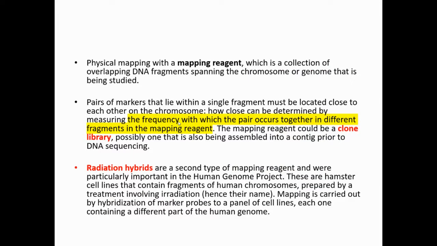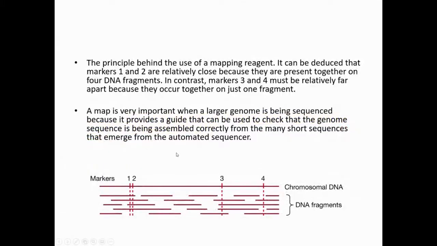And the physical mapping with a mapping reagent. That's the collection of the overlapping DNA fragments spanning the chromosome or genome that's being studied. And the mapping reagent can be a clone library, right? Or it can be a radiation hybrid. So that's for the physical map.